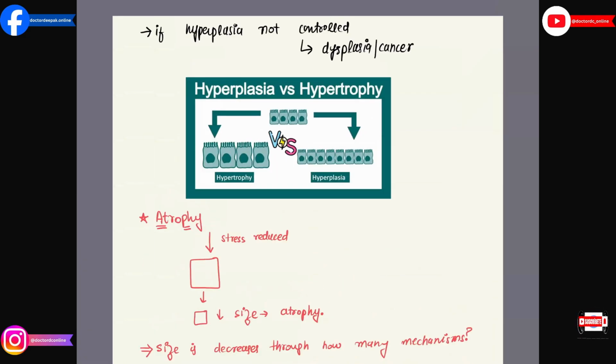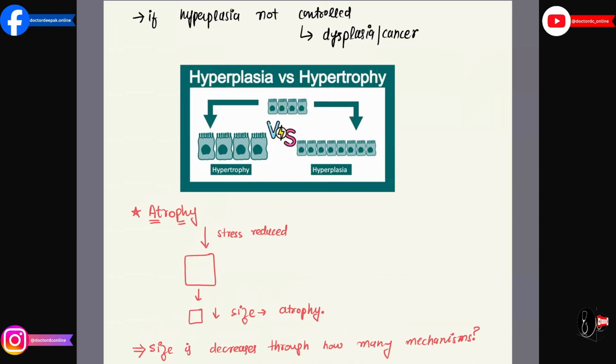So here I again put one diagram for you. Here I mentioned that if hyperplasia is not controlled, it undergoes dysplasia or cancer. What is the meaning of this line? Let me explain with one example. Let's suppose this is the uterus, and we know that on the uterus the hormone which works is estrogen. Estrogen is a hormone which stimulates the uterus. So if a female has an increased amount of estrogen, that estrogen will go and stimulate the uterus.